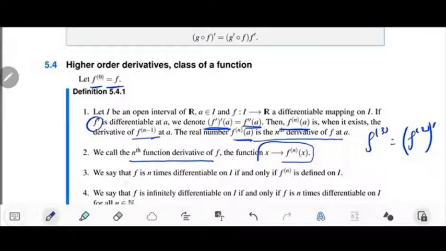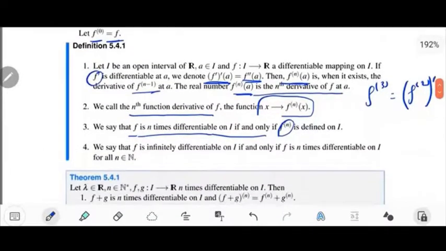And we say that f is n times differentiable if this nth derivative exists on I. And we say also that f is infinitely differentiable if and only if f is n times differentiable on I for all n. So it can be as much as you want differentiable on I.